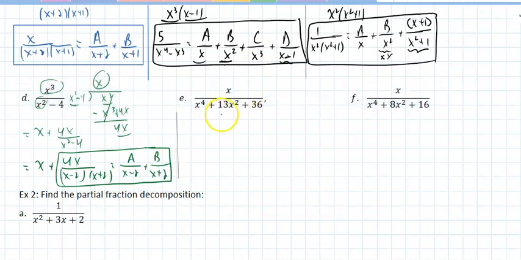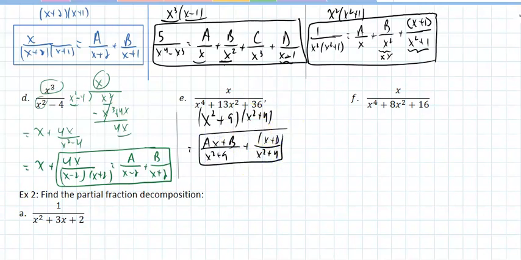If I factor this, this is x squared plus 9 into x squared plus 4. So I could write this as ax plus b over x squared plus 9 plus, and since this is irreducible, cx plus d. I should have thought of learning this from the beginning.